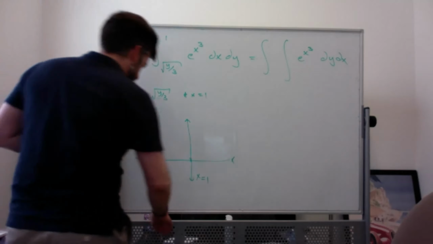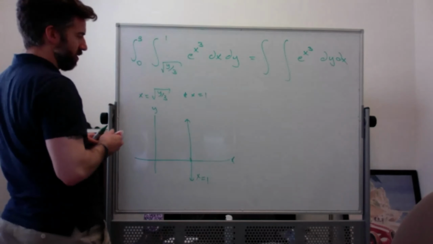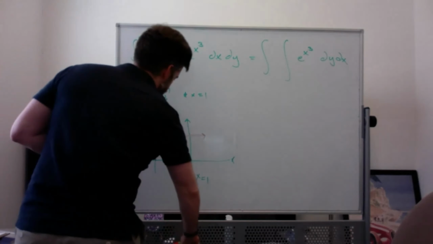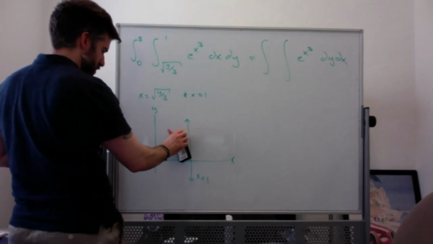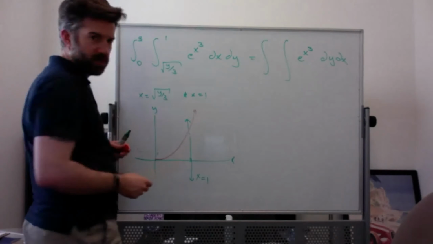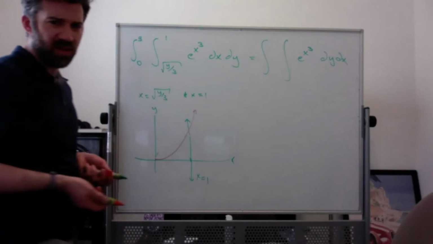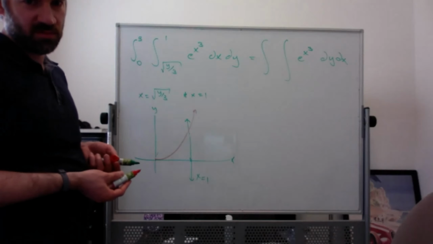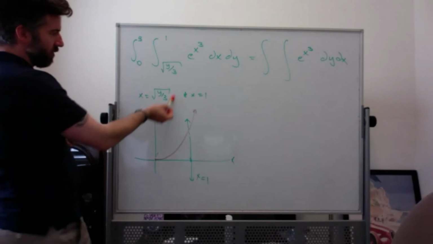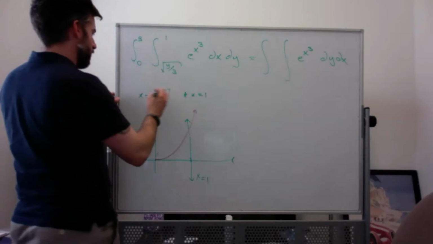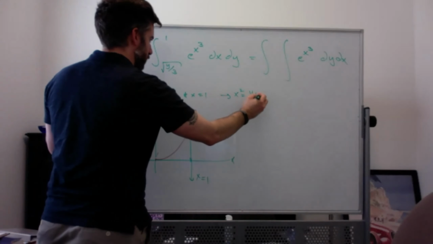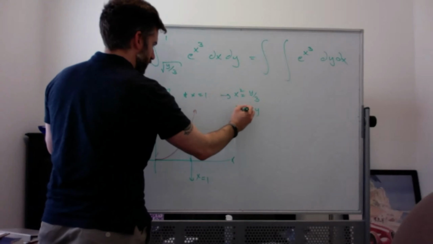So here's my question for you guys. Does this x equals the square root of y over 3 look like this, or does it look like this? Does it look like a square root or does it look like a parabola? It does look like a parabola, because if we solve for y, we end up getting x squared equal to y over 3, and then y equal to 3x squared.